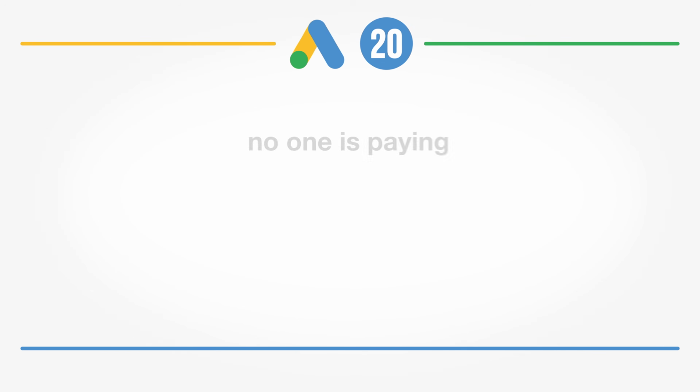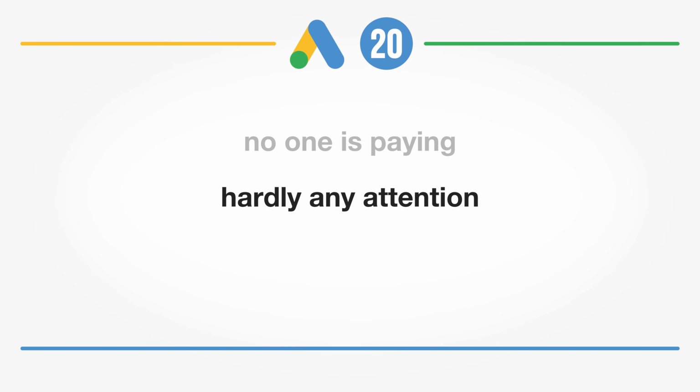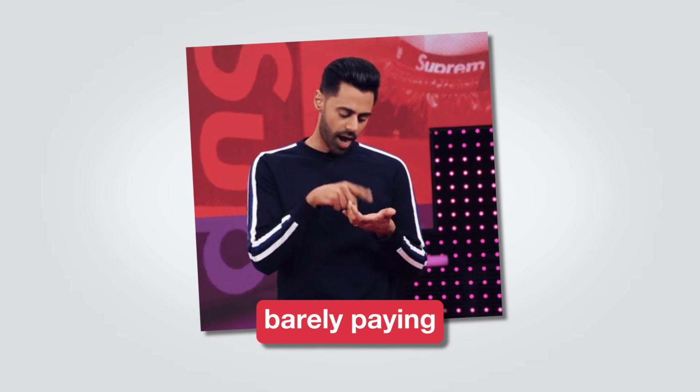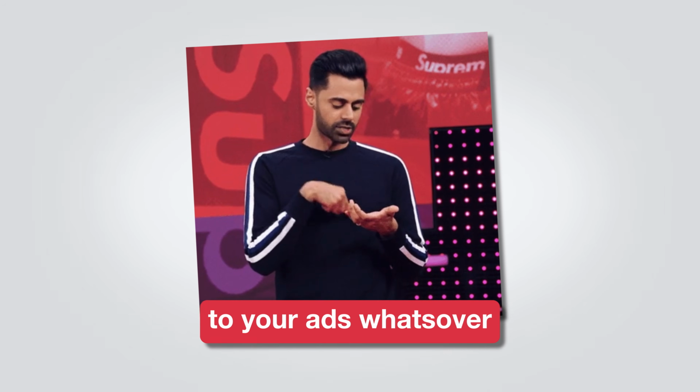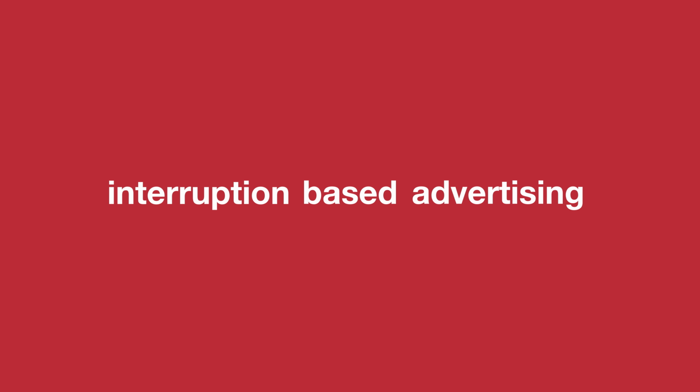Point number 20, no one is paying hardly any attention to your ads. This is something that afflicts marketers in general, is that because they think so much about their own advertising, their own marketing, they assume that their prospects are as well. That's not true. Your prospects are barely paying any attention to your ads whatsoever. That's true on the search network. That's definitely true on the other networks where you've got more sort of interruption-based advertising. So what does that mean?